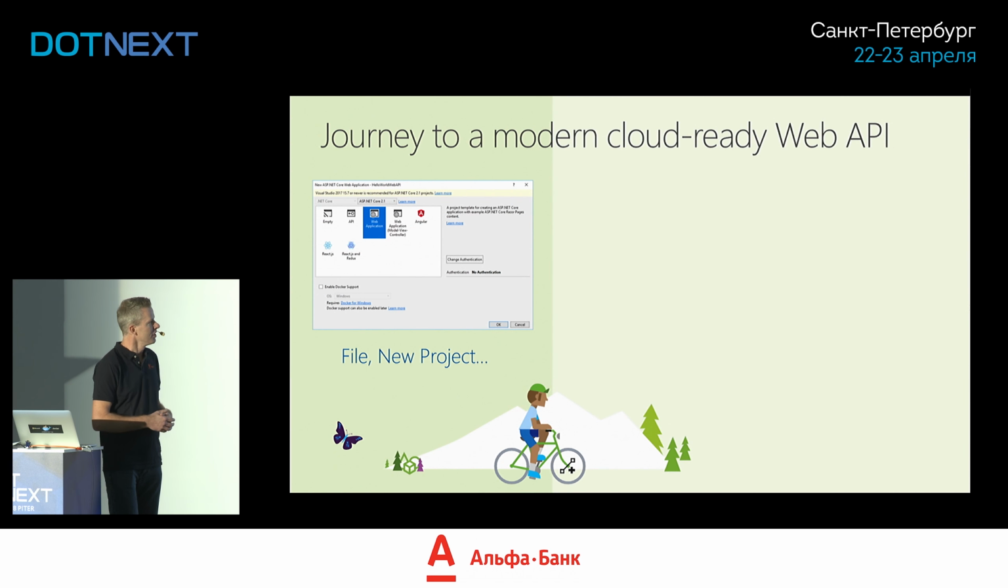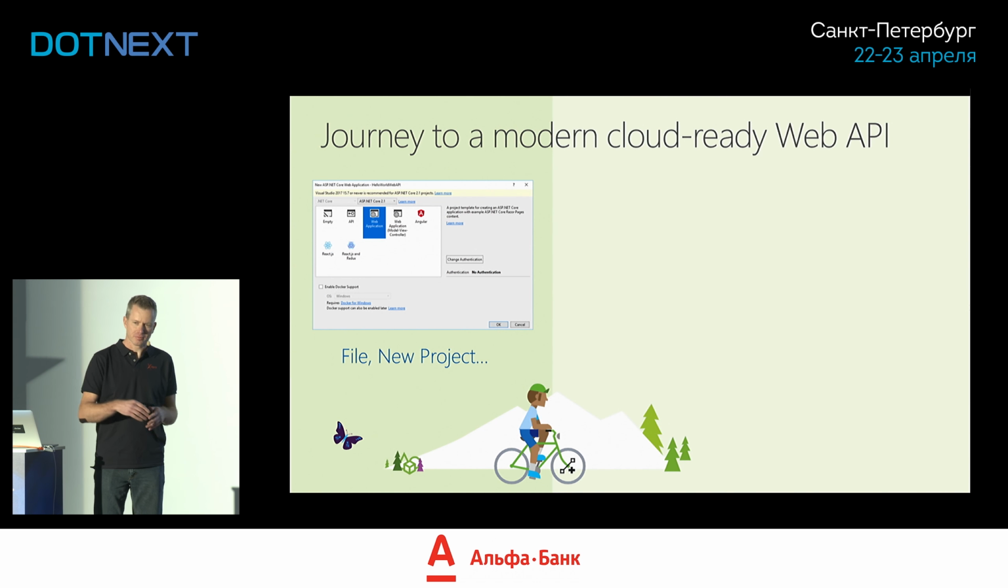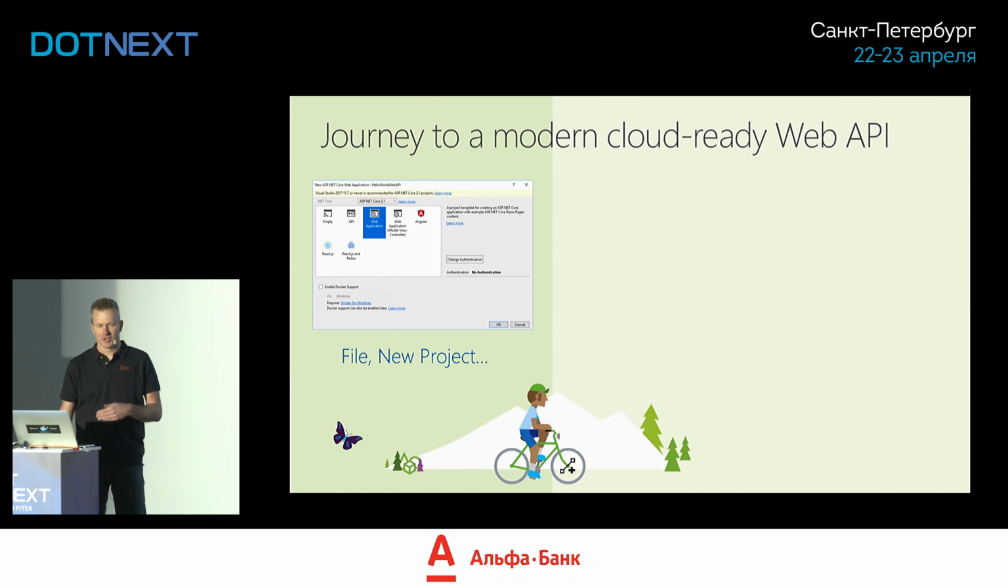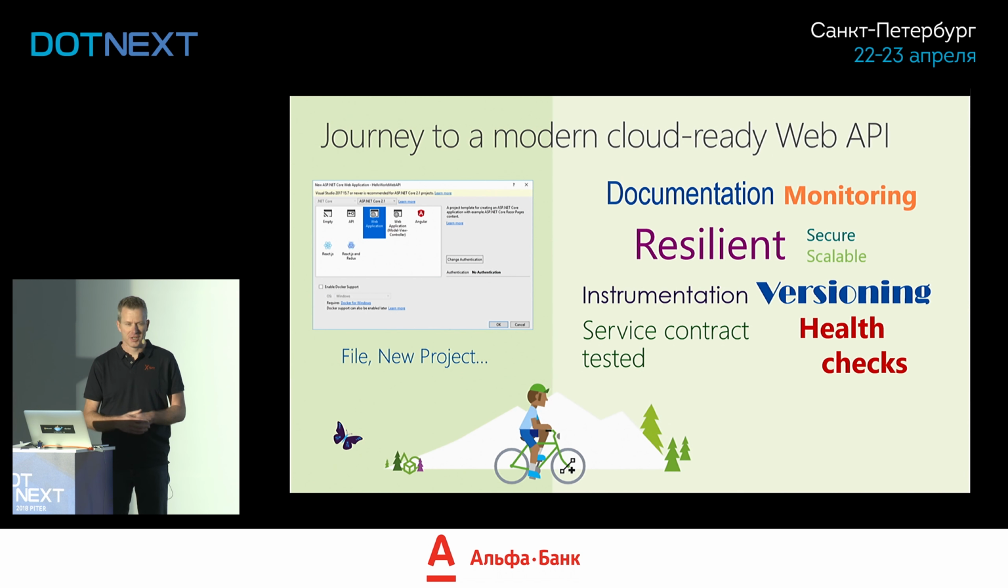We see a lot of things happening there, and that's what I want to talk to you about for the next hour. It's the journey when you start building your new web API and you do file new project and you start building your implementation. I'm sure everybody has their own set of business logic they want to put into web APIs. But then you need to go into production and you need to take care of a couple of things. So just file new project is often not enough.